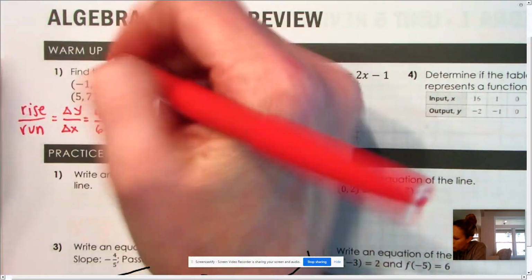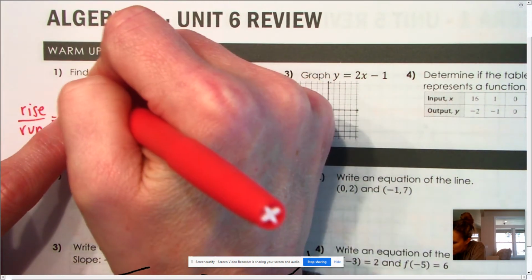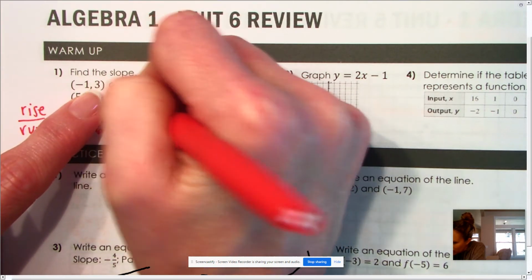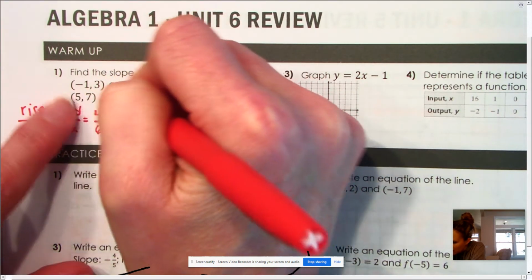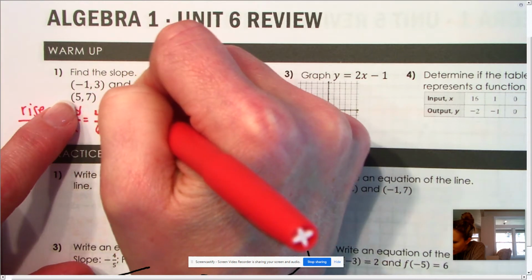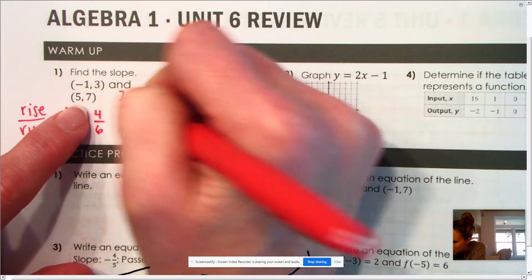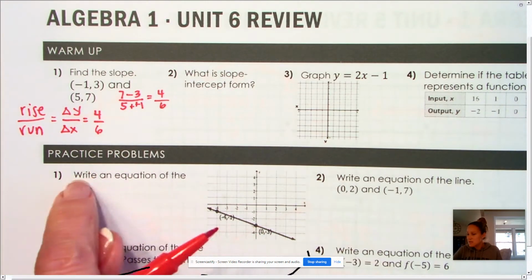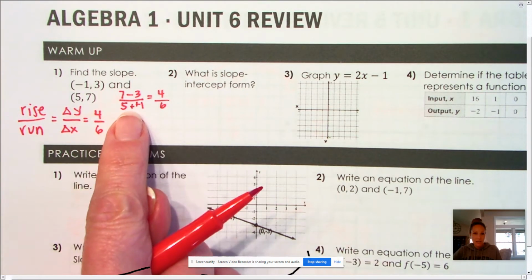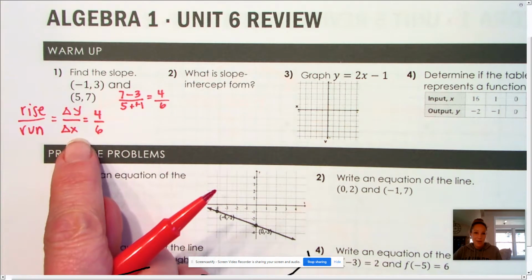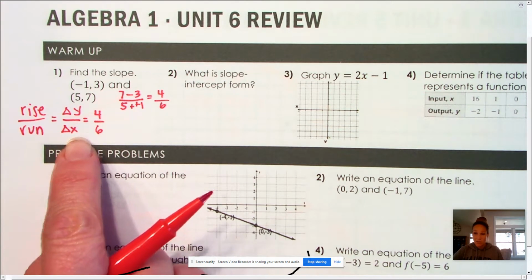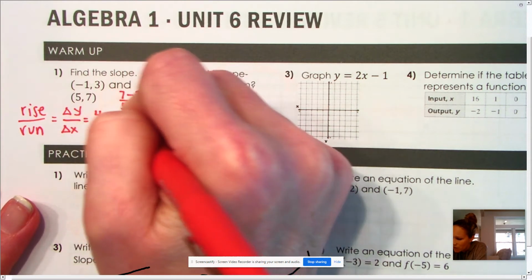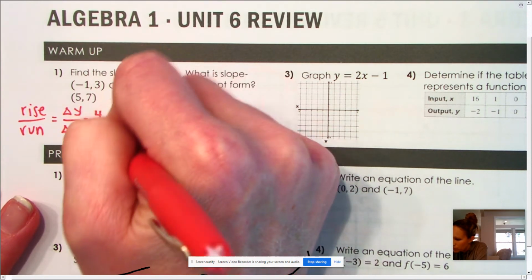You could also plug it into the equation that says I take the second y value minus the first y value, and that gives us 4. And then I take the second x value minus the first x value; minus a negative is the same thing as plus. So you can see we get the same answer whether we plug into the equation or if you just say how much did it go up by in y, how much did it go over by in x. All right, and then you should reduce this. You could divide by 2 on the top and bottom and get 2/3.